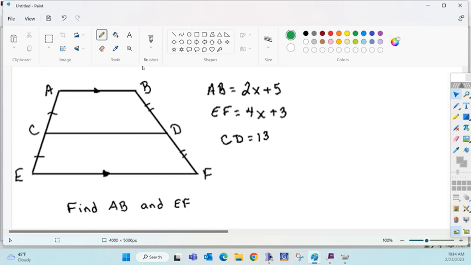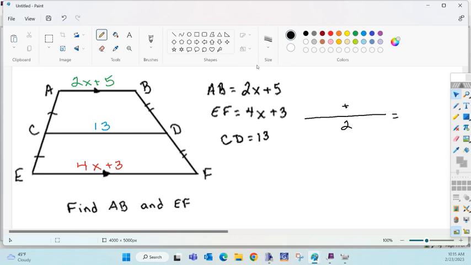AB is 2x plus 5. So I can write that in, 2x plus 5. EF is 4x plus 3. CD is 13. So how do I set that up based on what we were just talking about? We're going to add two things and have it equal the midsegment. Add two things, divide by 2, and that equals the midsegment. So what goes where?